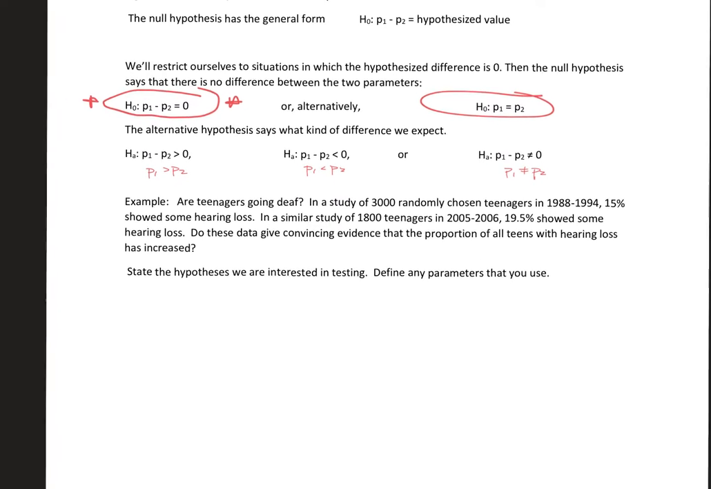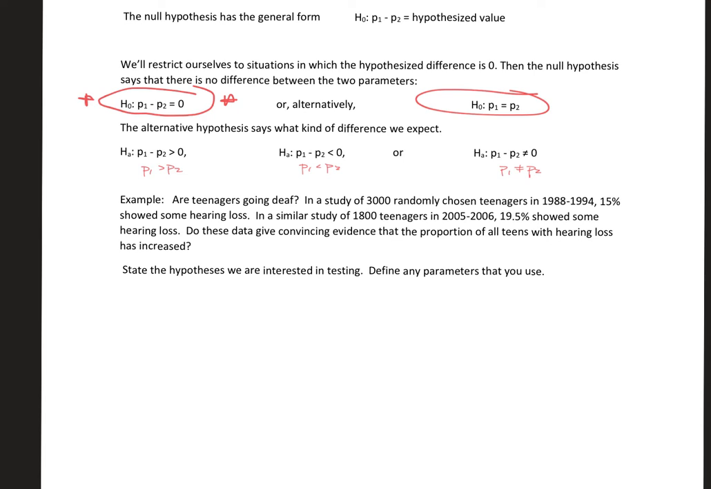So let's work on stating a parameter and then a hypothesis here. Are teenagers going deaf? Well, in a study of 3,000 randomly chosen teenagers between 1988 and 1994, 15% showed some hearing loss. In a similar study of only 1,800 teenagers between 2005 and 2006, 19%. So we can see it went up 4.5%, but again, we're not sure if that's significant or just due to sampling variability. So we want to find if there's convincing evidence.